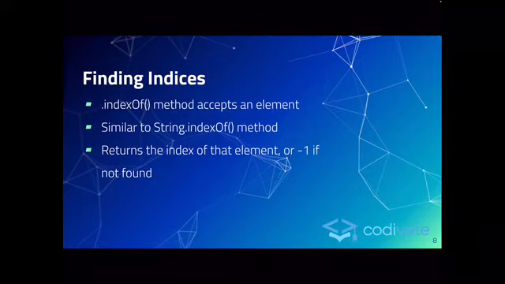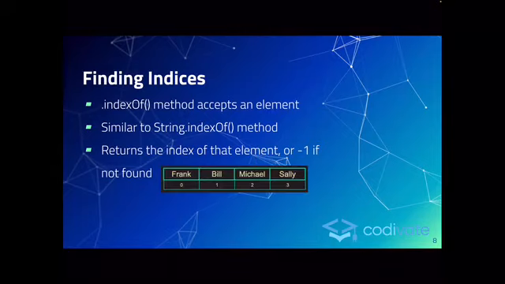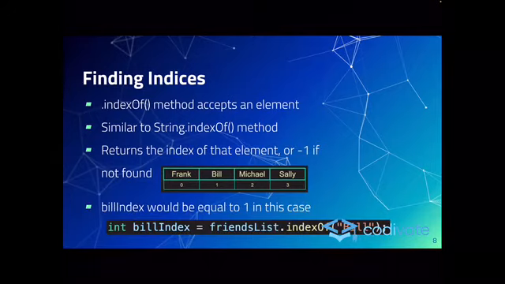So let's look at an example of using indexOf. Let's say you started with this initial setting. So Frank at index 0, Bill at index 1, Michael at index 2, and Sally at index 3. If you did int billIndex equals friendsList.indexOf("Bill"), then it will set billIndex to 1. The reason for this is because if we look in that table, we can see that Bill has index 1. So billIndex, which is the index of Bill, will be set to 1.